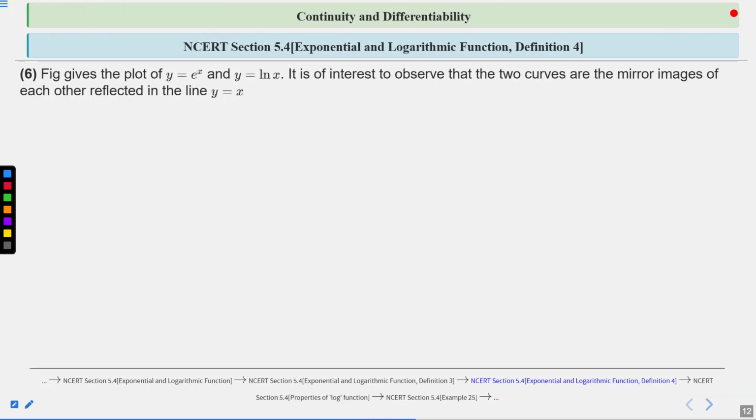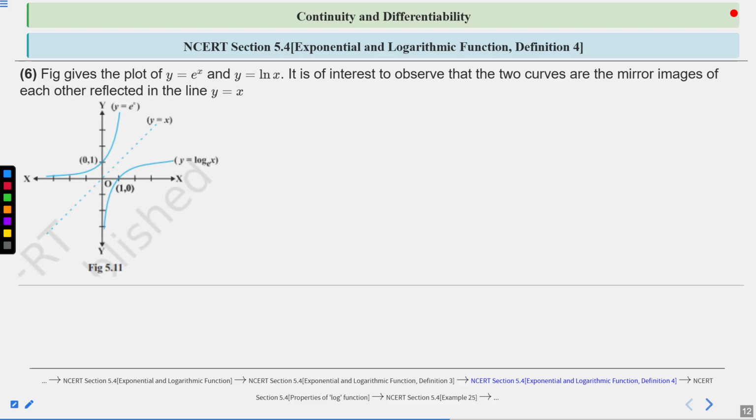Point number 6: the figure gives the plot of y equal to e to the power x and y equal to ln x. It is of interest to observe that the two curves are mirror images of each other, reflected in the line y equal to x. So from this figure, you can say that y equal to log x and y equal to e to the power x are mirror images of each other with respect to the line y equal to x. Is it clear?